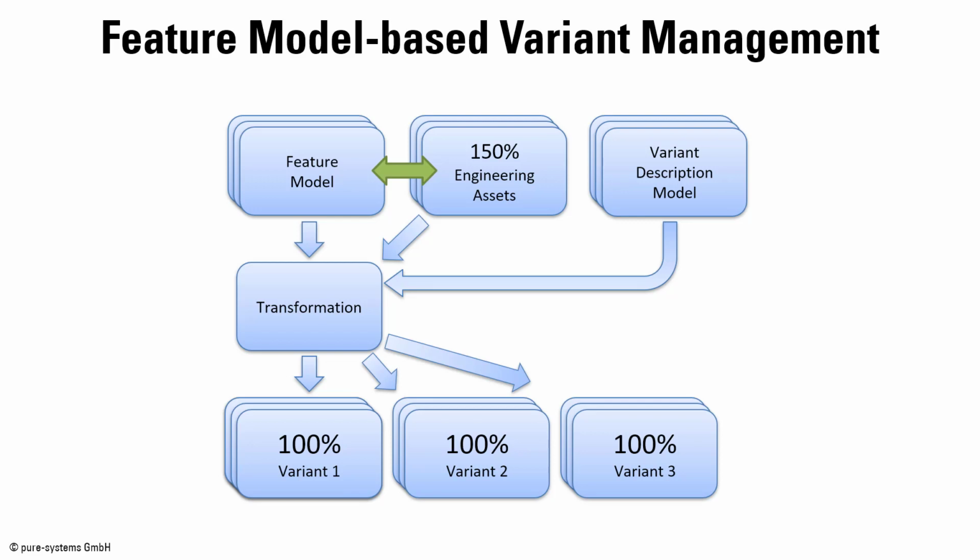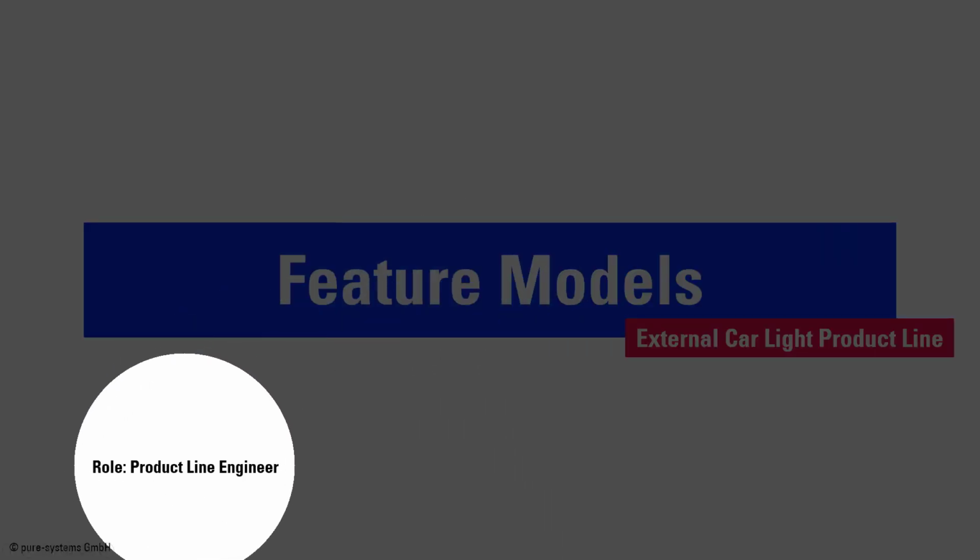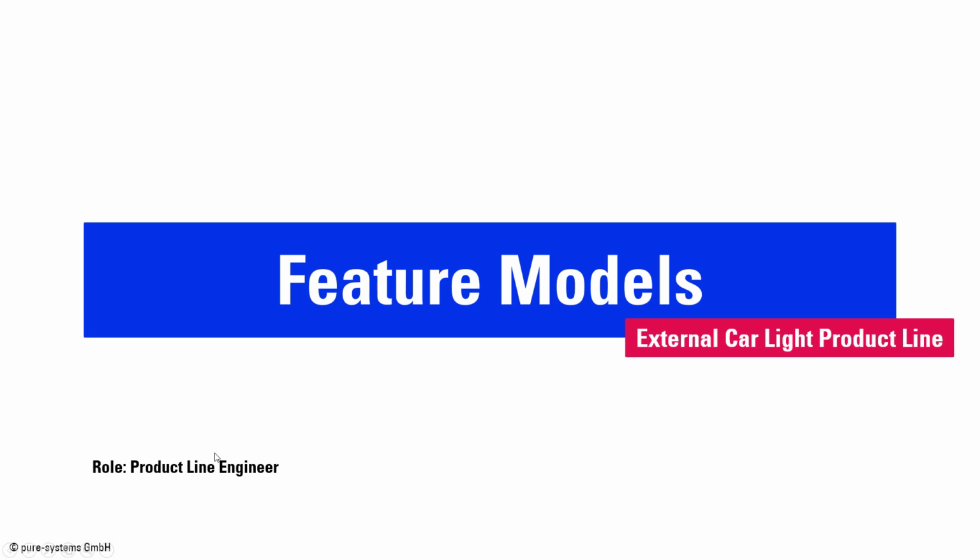And we will now have a closer look at how this works based on an example. So we will see this based on a fictional external car light product line. And we will start on the feature modeling side. So the feature model is built up and maintained in the Pure Variants Eclipse client, which is typically the place where so-called product line engineers take over this task of maintaining the feature models and also configuring the variant models.